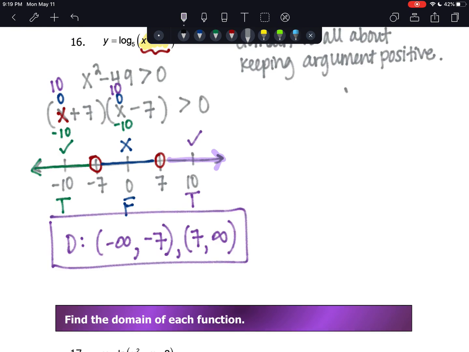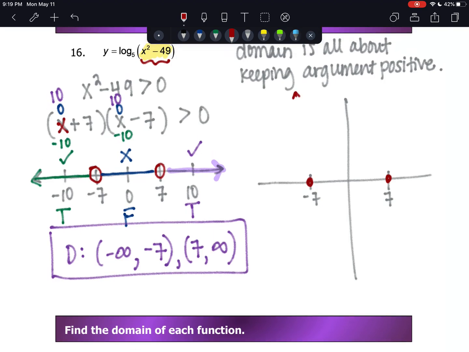Now graphically, here's another way to look at this. It's important that you can see this graphically because it might just help you do this easier. So we've got intercepts at -7 and +7. Those are our critical values. And we know that x squared minus 49 is a parabola that opens up. And we want positive outputs. We want values that are going to give us positives.